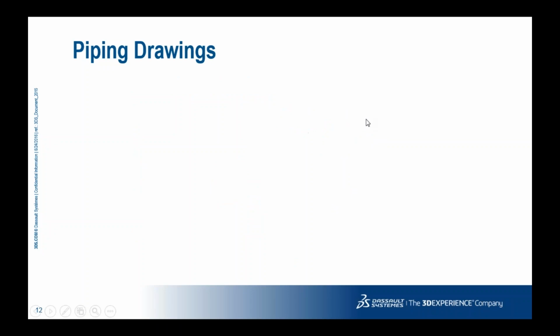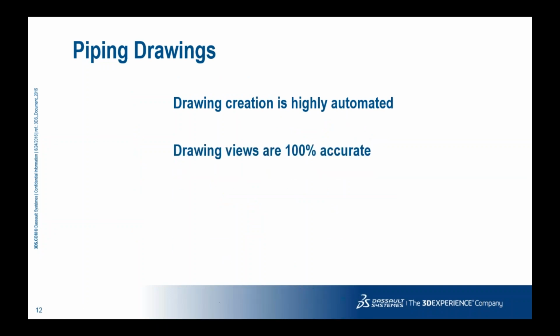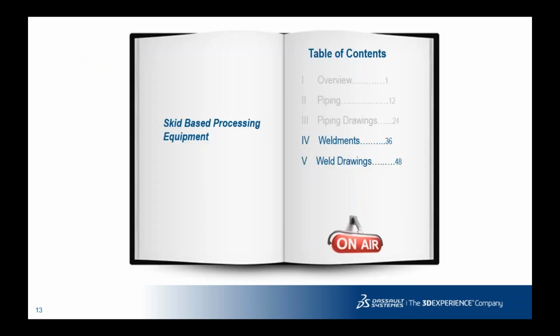So with piping drawings, let's take a quick moment to review. What have we seen today? We've seen that drawing creation is pretty highly automated. We know that the drawing views are 100% accurate because they're coming directly from the model. And we know that the drawing remains up to date with model changes, ensuring that all of your deliverables are up to date with each other. So we've completed the overview, we've completed piping, and we've completed piping drawings. Let's take a moment and move on to weldments.